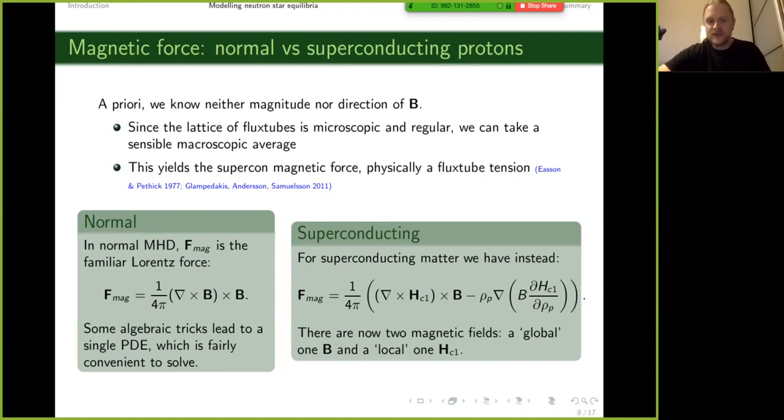Maybe the two main things to note here are that there are two different magnetic fields in here. There's the B, which is like the B on the left, but there's also an H_c1, which is a magnetic field with a characteristic value of around 10^15 Gauss. And you also see that B appears in this scalar form here on the right-hand side, which is going to cause some trouble later as well.